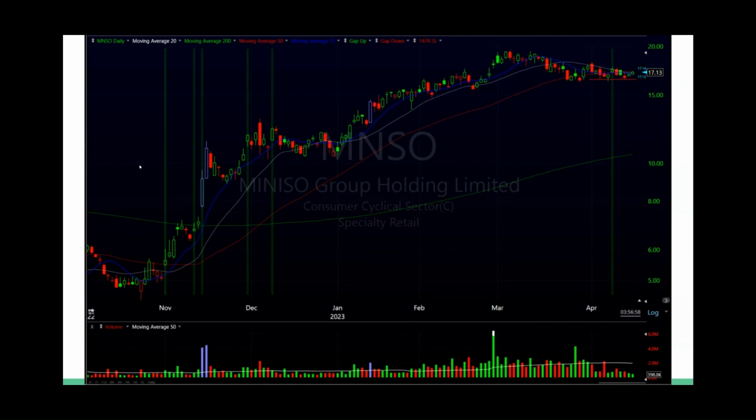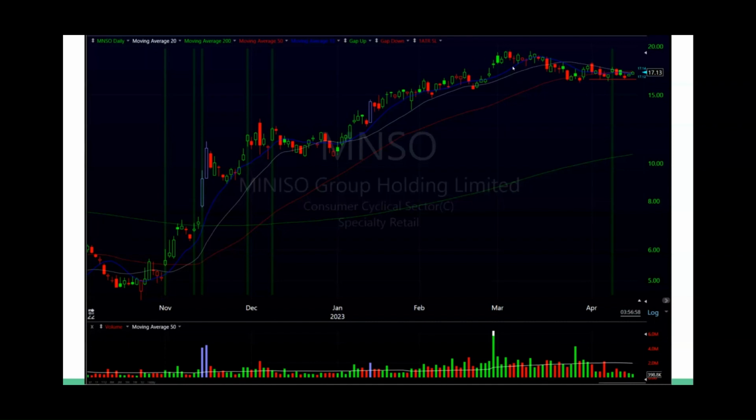So Miniso makes a first leg up here. This is super strong. And even though it doesn't look like much, the stock has actually gone from around $8 to about $12, which is a 50% move. It then pulls back, finds support on the 10 MA, keeps going up, makes a second leg up. Then it bases here for a few weeks, just goes sideways along the 10 and the 20. And then it breaks out and makes a huge third leg up.